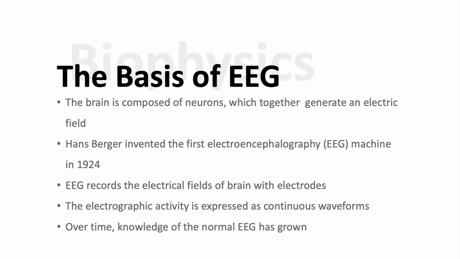EEG is a complex topic, but we can start with the fact that the brain is composed of cells called neurons, which together generate an electric field. This concept was discovered and taken advantage of by Hans Berger, who first invented the electroencephalography machine in 1924. While I won't dwell too much on EEG history, it is worth storing away this frequently referenced name as a part of your EEG knowledge.